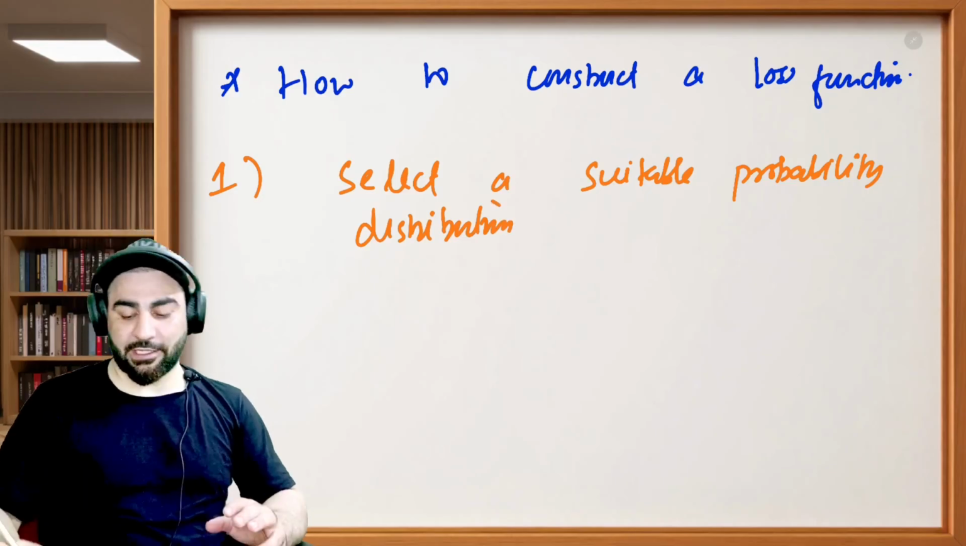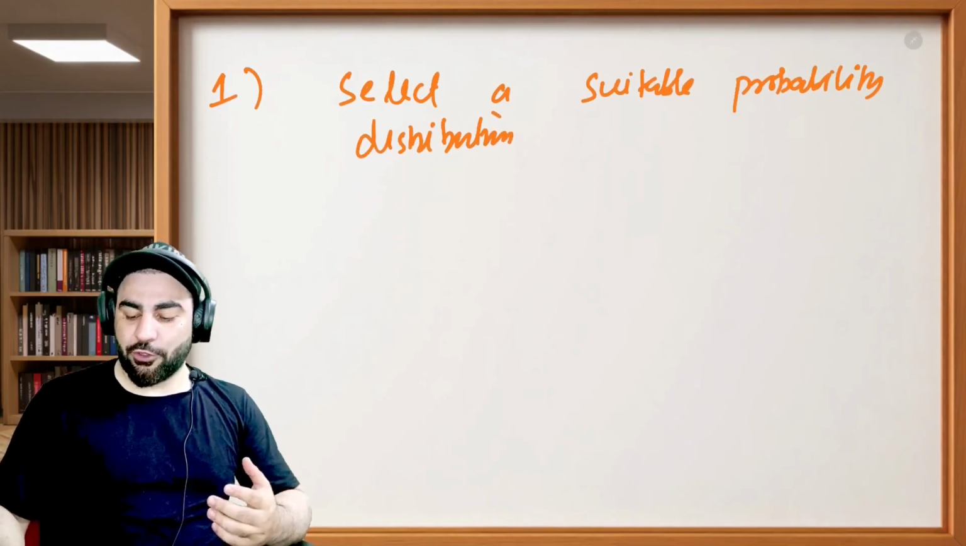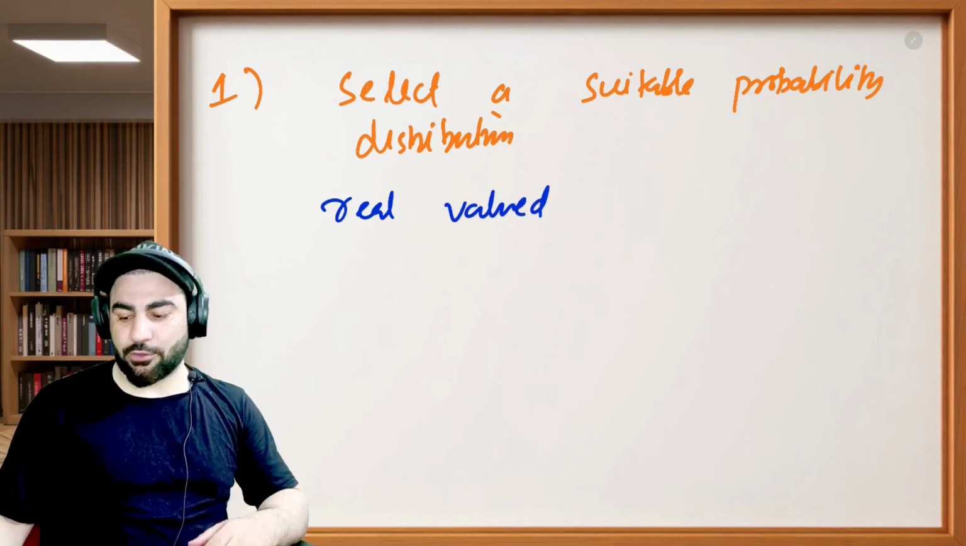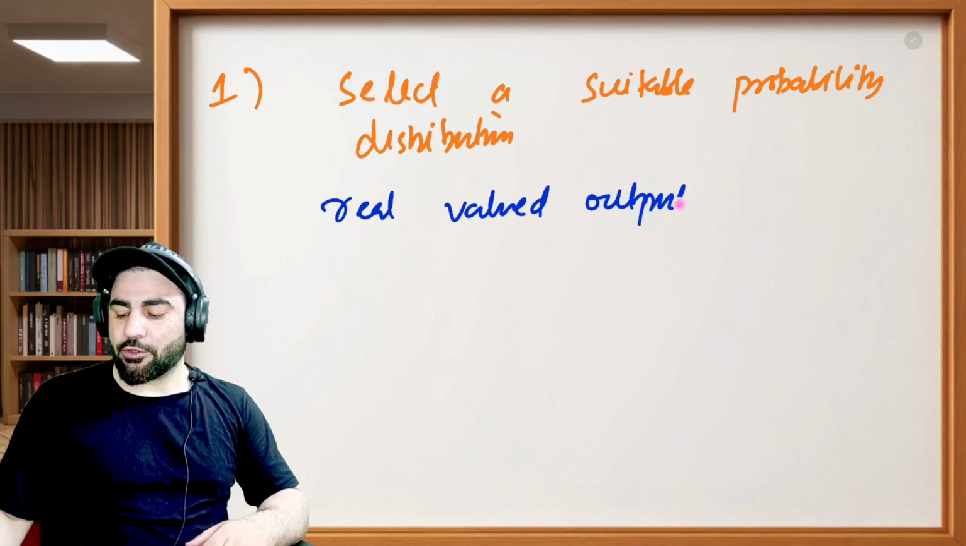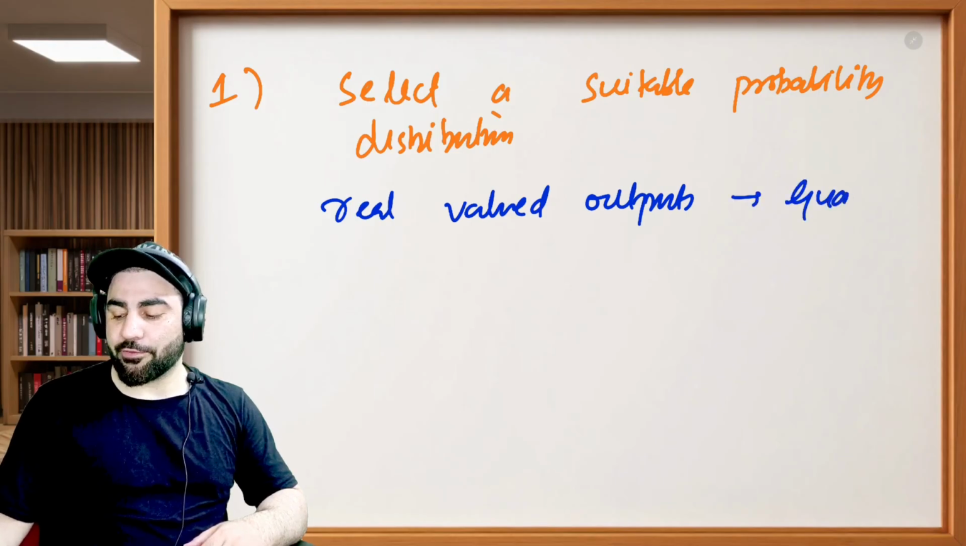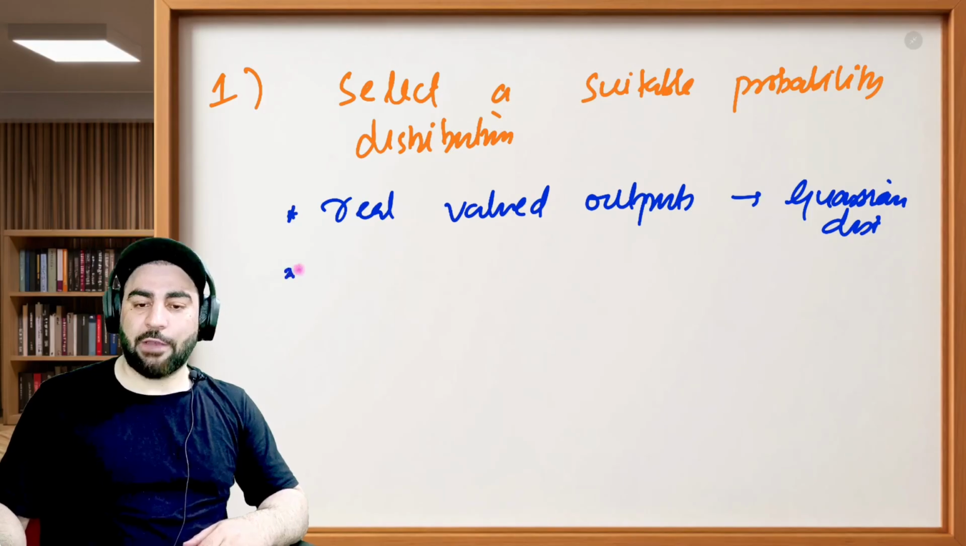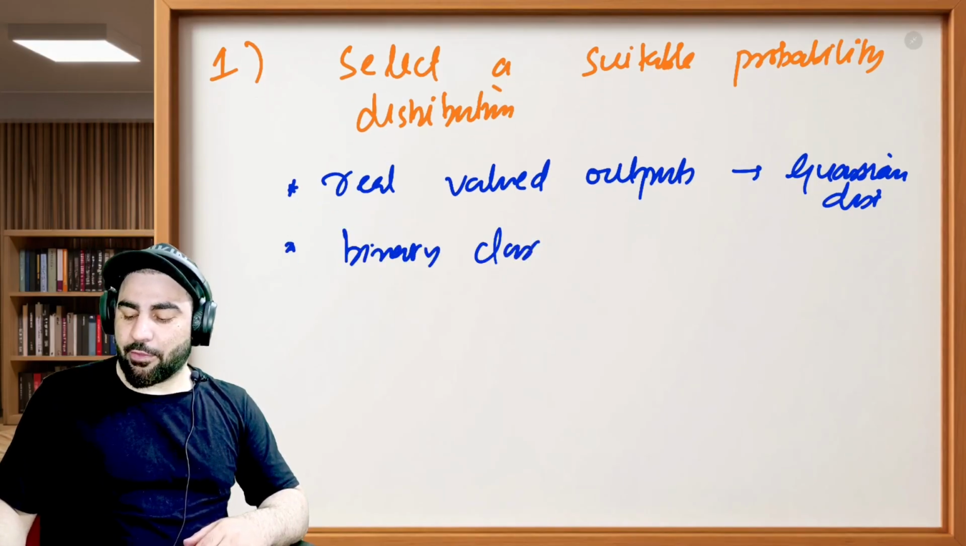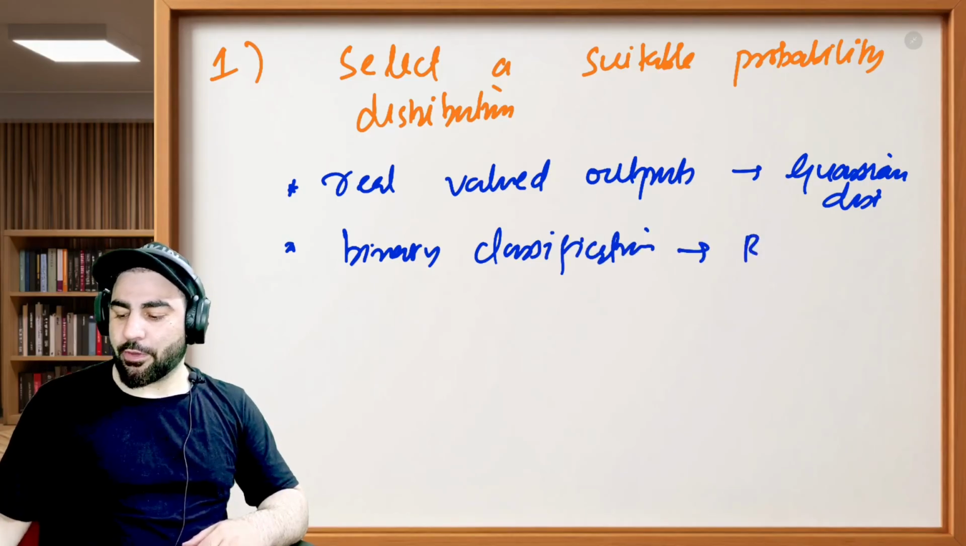Okay, this is the first step. So now what to select for which? Usually for real valued or regression problems, for real valued outputs, you use the Gaussian distribution. And if you have binary classification, you will use the Bernoulli distribution.